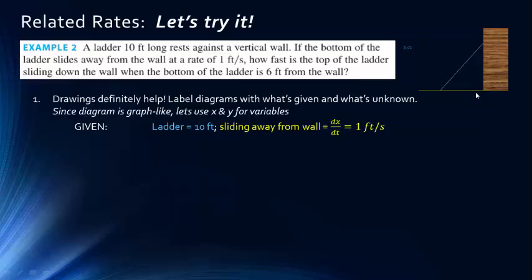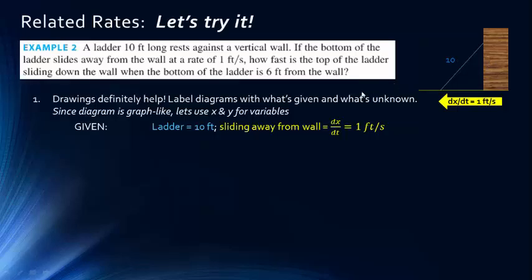Okay. Now, one of the things you want to think about when you're talking about these rates of change is the polarity of them. Are they positive or negative? And so a good rule of thumb is if the ladder is sliding away from the wall at 1 feet per second, is this distance growing or shrinking? When the ladder is sliding away, is the distance from the wall growing or shrinking? It's growing, right? Because we're getting further and further away from the wall as the ladder slides away.